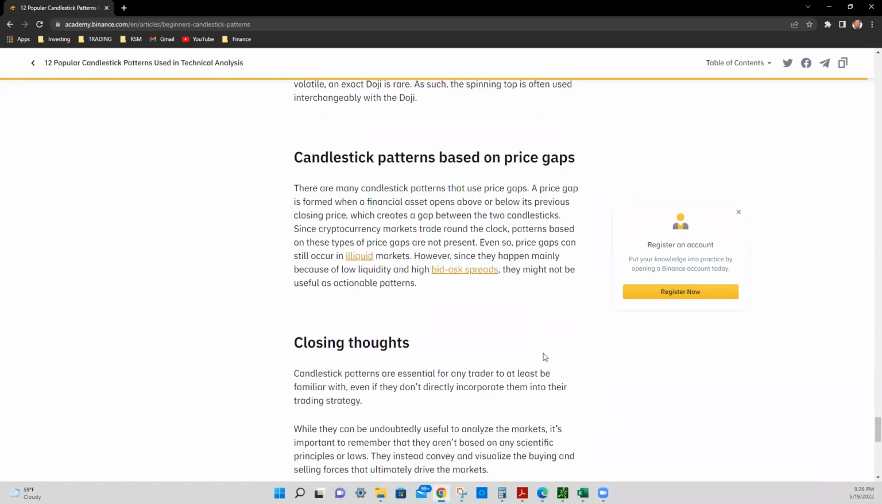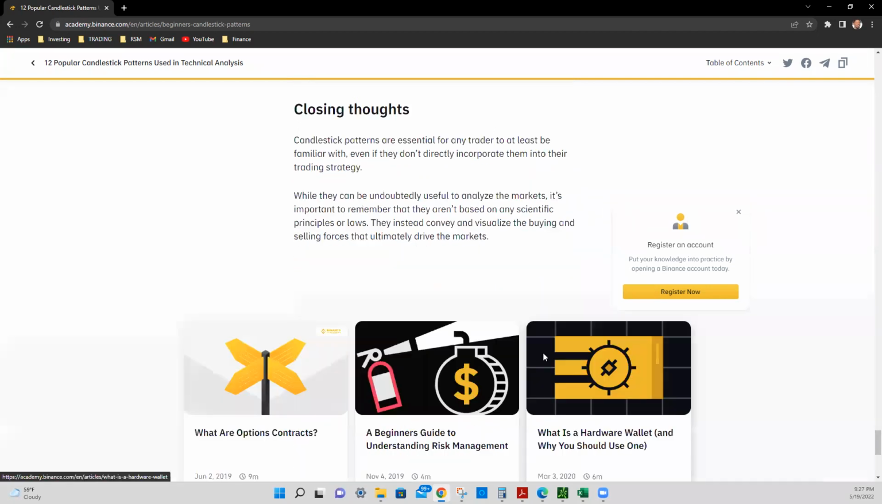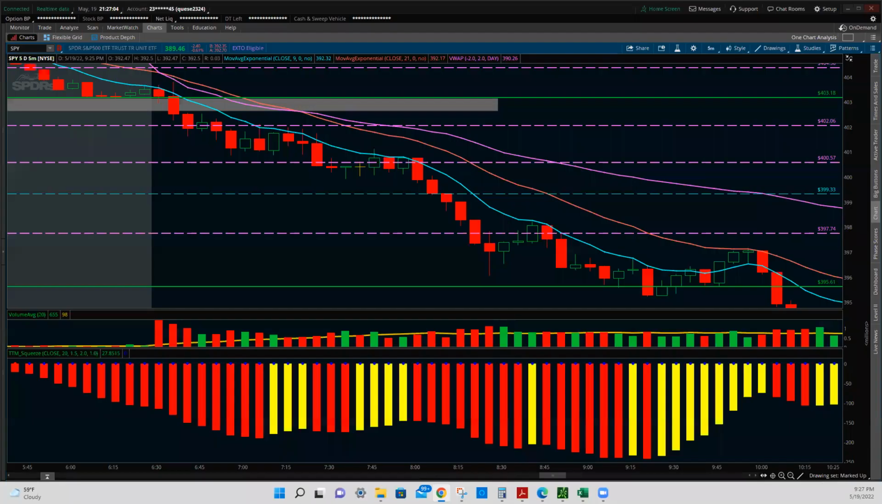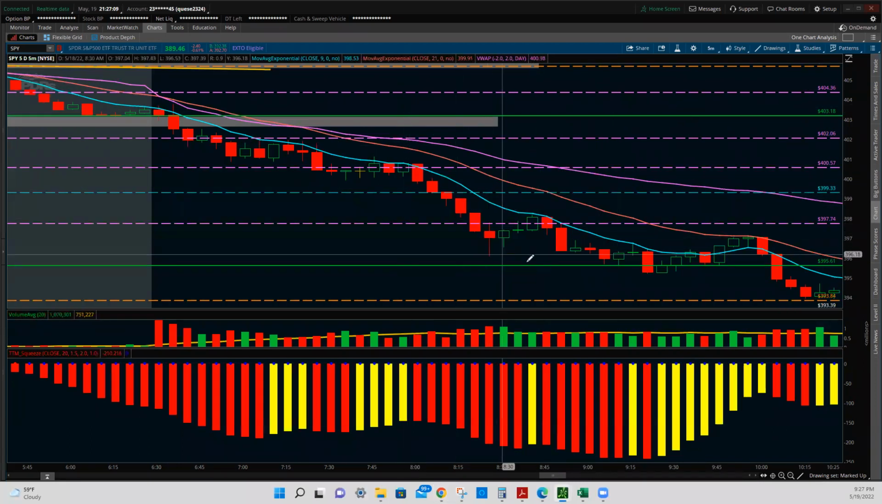So those are the candlestick patterns I'm looking at. You know my trading strategy, which is my 9 EMA, 21 EMA, VWAP, support and resistance, supply and demand, volume, and the TTM squeeze. So that's my trading strategy. Hope that was helpful for someone, and good luck trading.